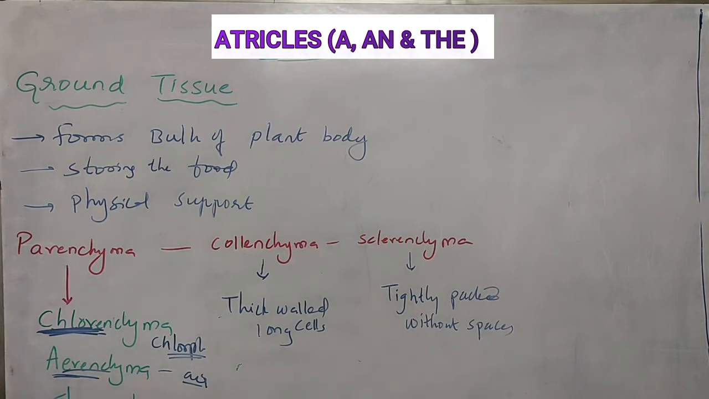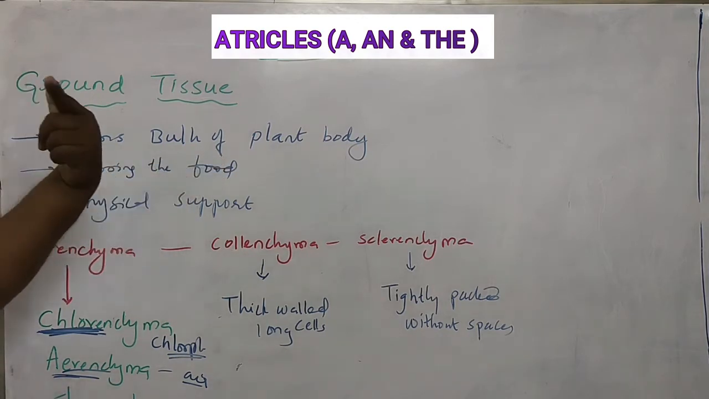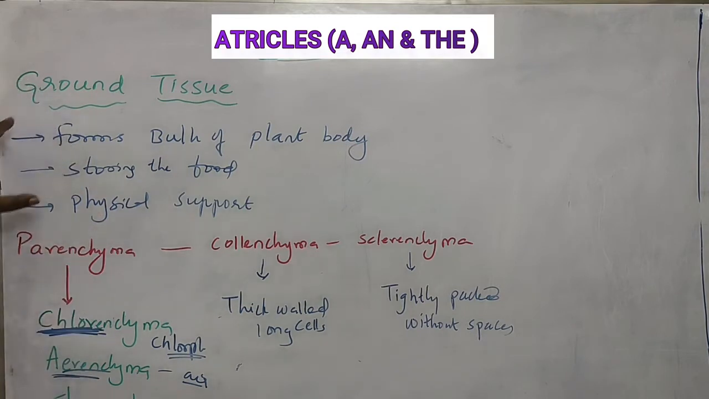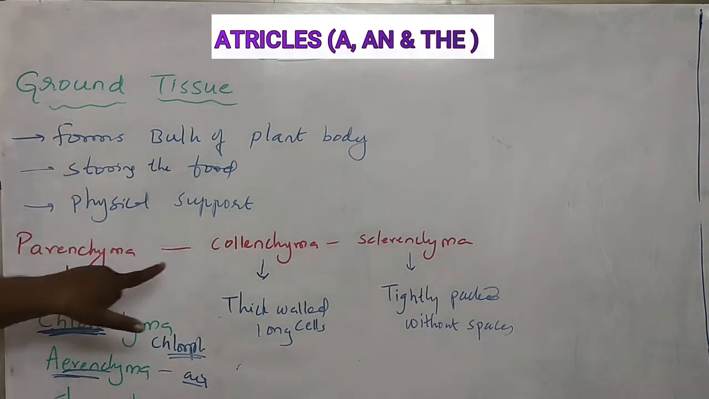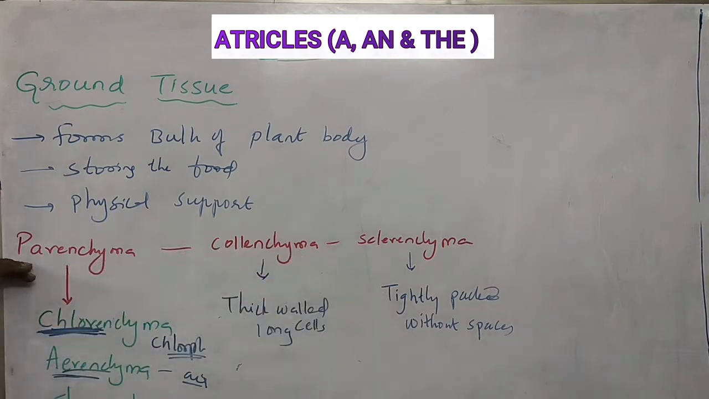As the name suggests, it stores the food and water for the future use of the plant. That is how ground tissue has parenchyma, collenchyma, and sclerenchyma. Out of that, parenchyma has again 3 types. One is chlorenchyma, aerenchyma, and storage tissue, and all these 3 have 3 different functions. They have chloroplasts, they have air space, and they store the food material.